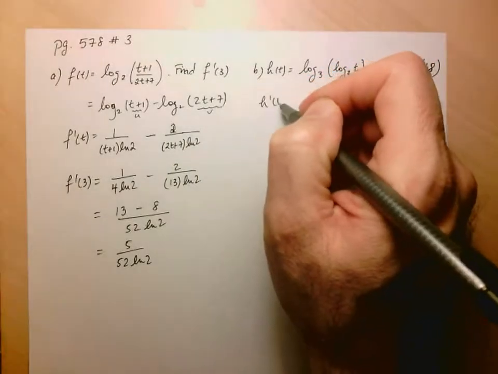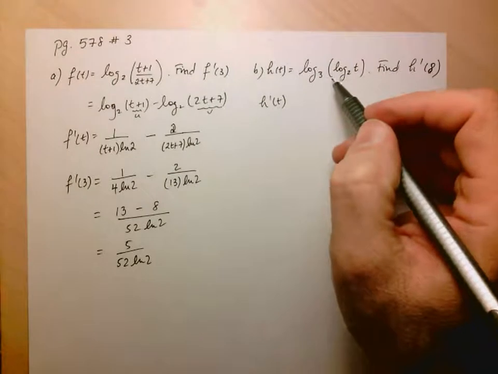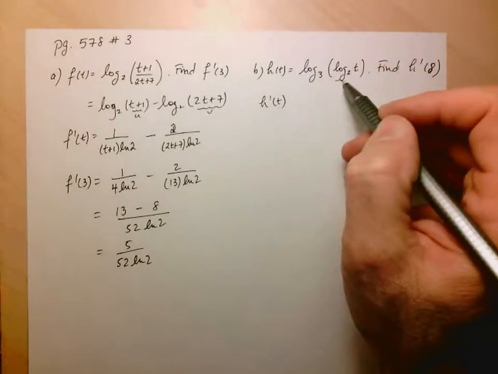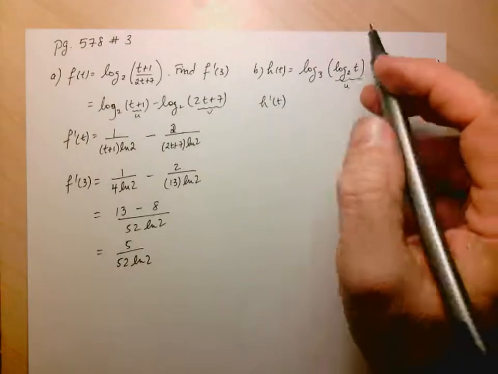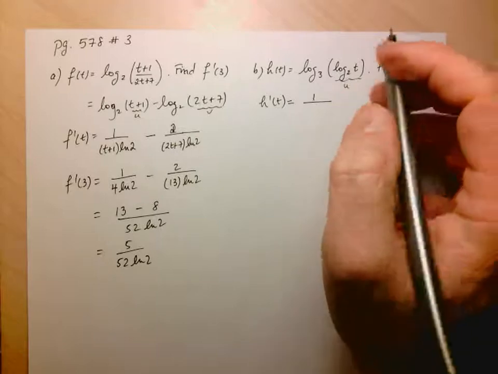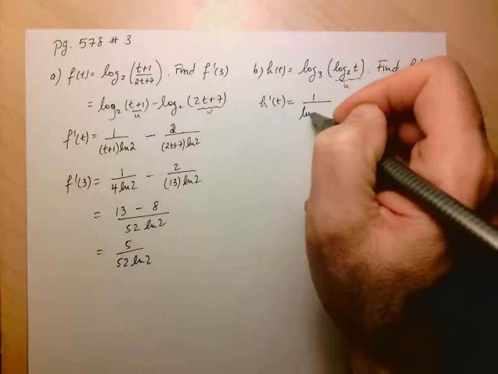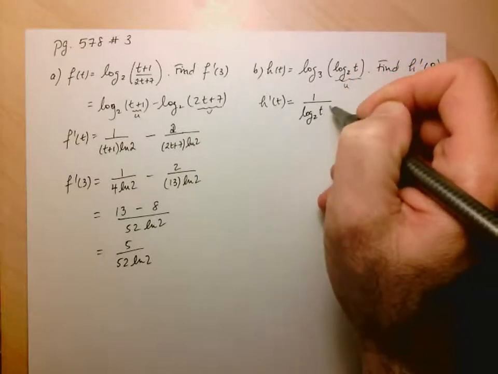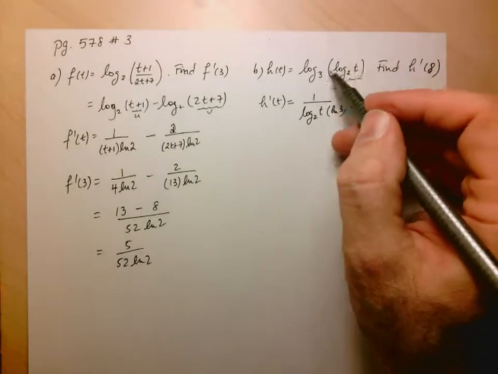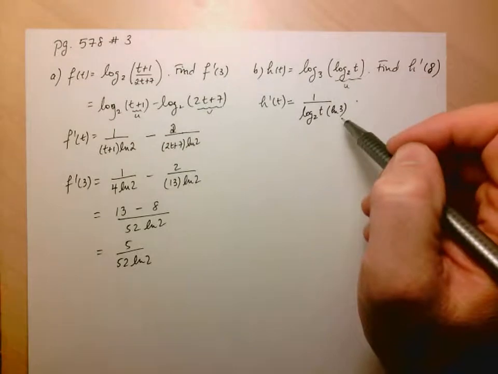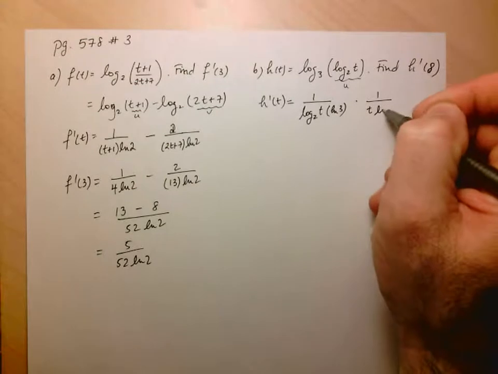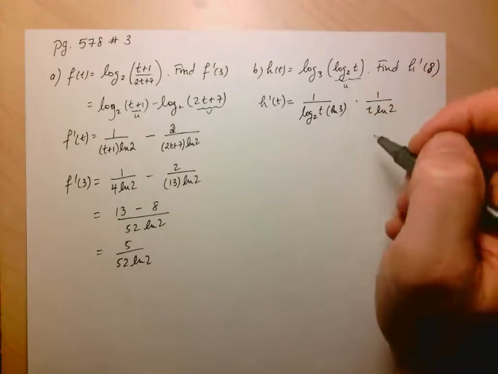So h prime at t. Here we have composite functions, so we'll take the derivative of the outside function first, so this will be my u. So the derivative of log base 3 of u is just 1 over u ln 3, so 1 over log base 2 of t times ln 3. Okay, and multiply that by the derivative of u with respect to t, and that's pretty straightforward. It's just 1 over t ln 2, because that's the base here.